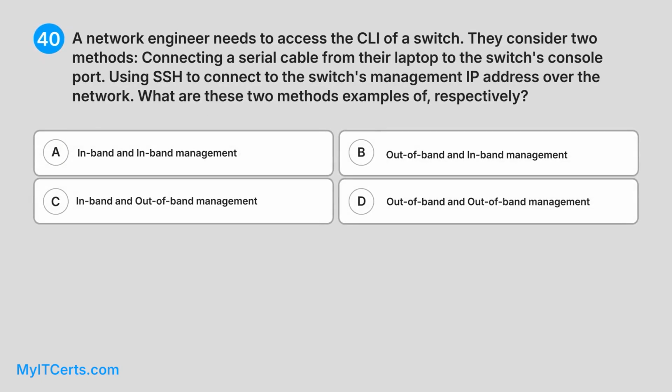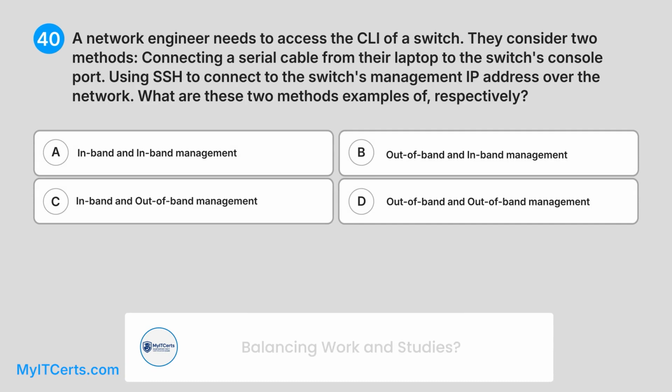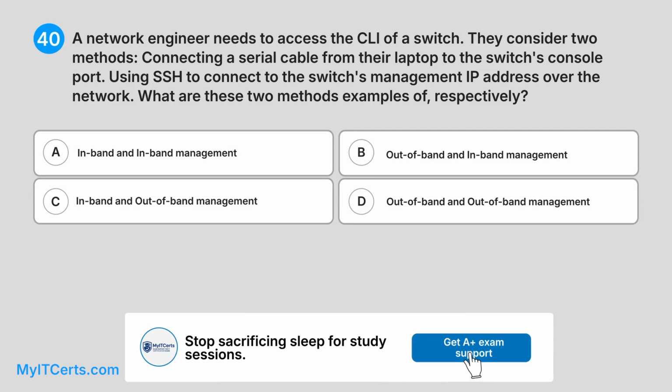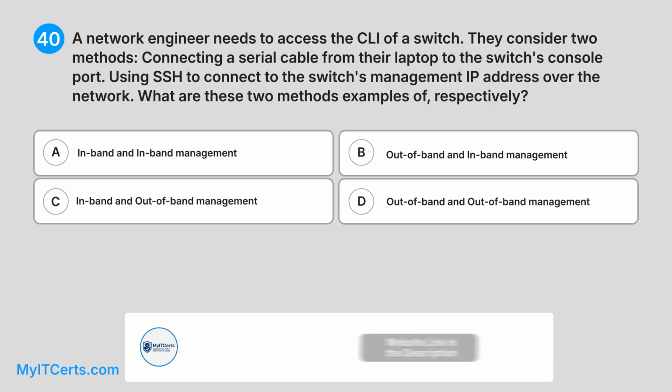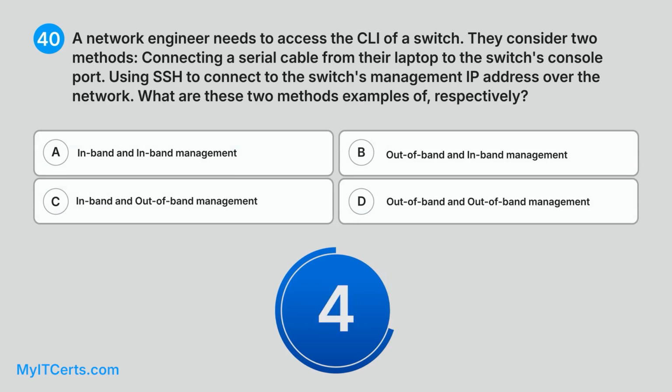40. A network engineer needs to access the CLI of a switch. They consider two methods: connecting a serial cable from their laptop to the switch's console port, and using SSH to connect to the switch's management IP address over the network. What are these two methods examples of, respectively? A. In-band and in-band management. B. Out-of-band and in-band management. C. In-band and out-of-band management. D. Out-of-band and out-of-band management. What do you think is the answer?